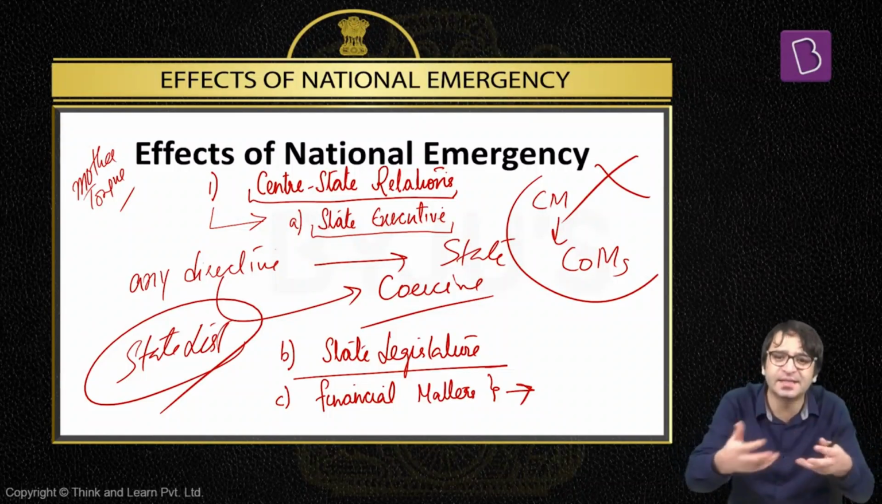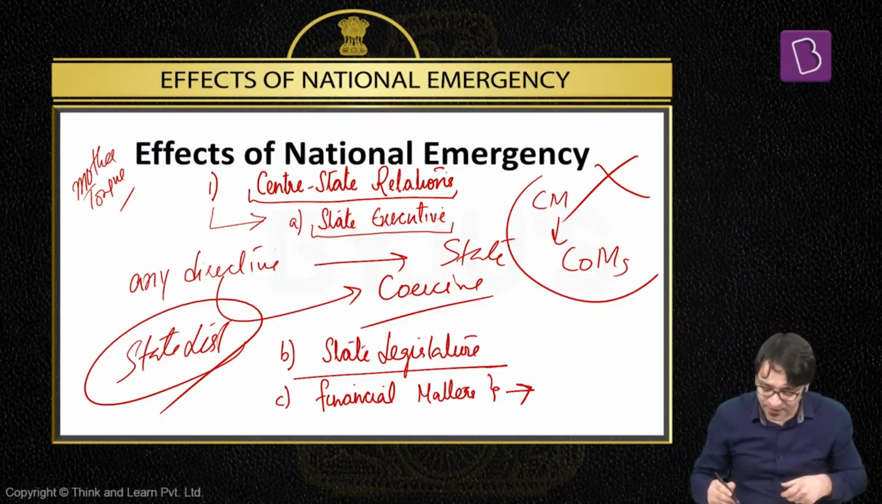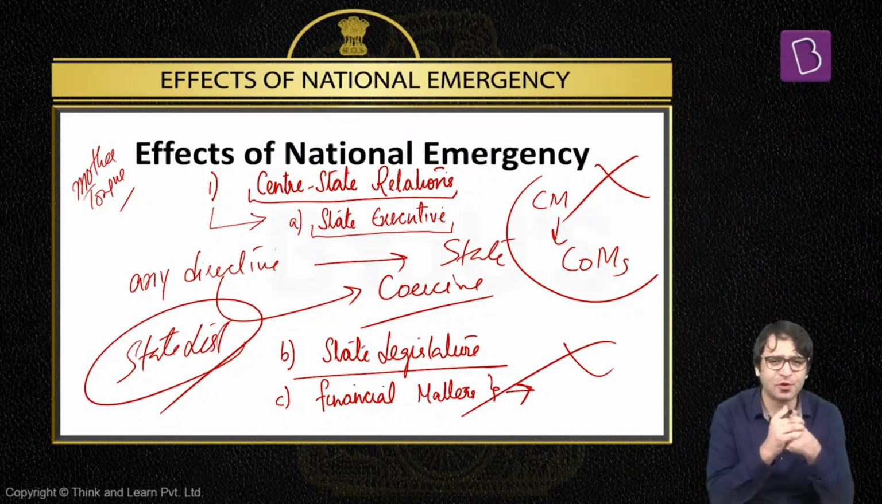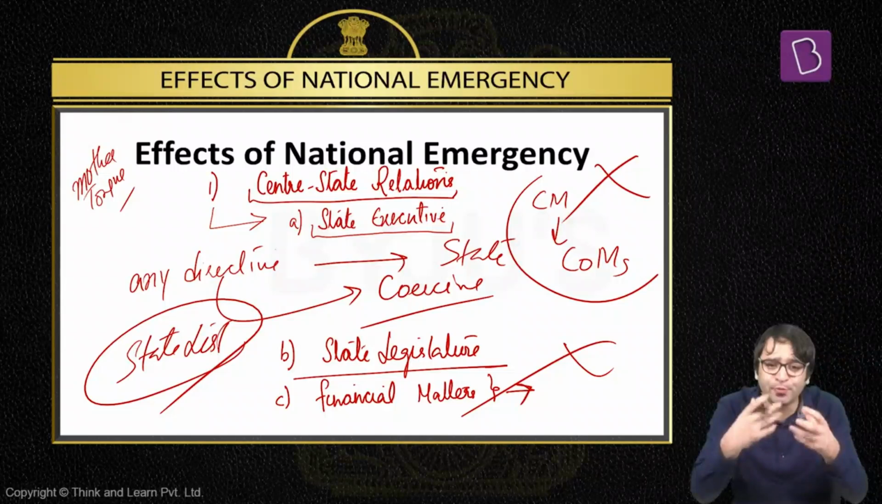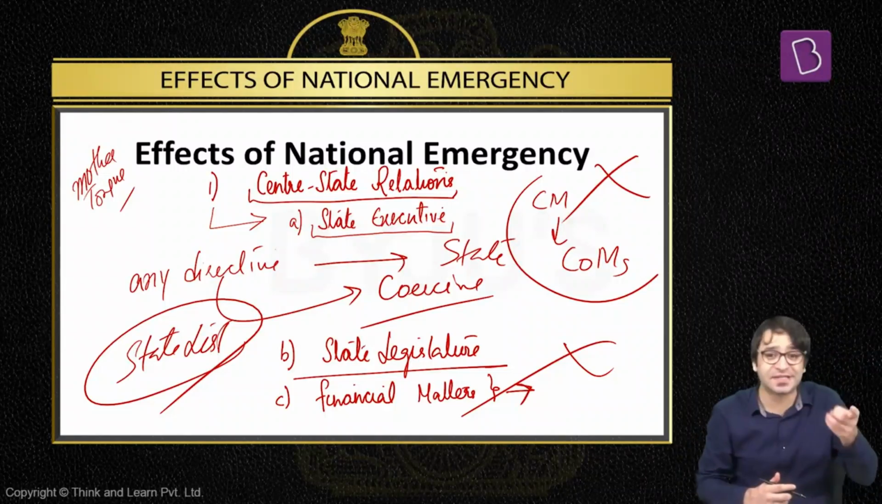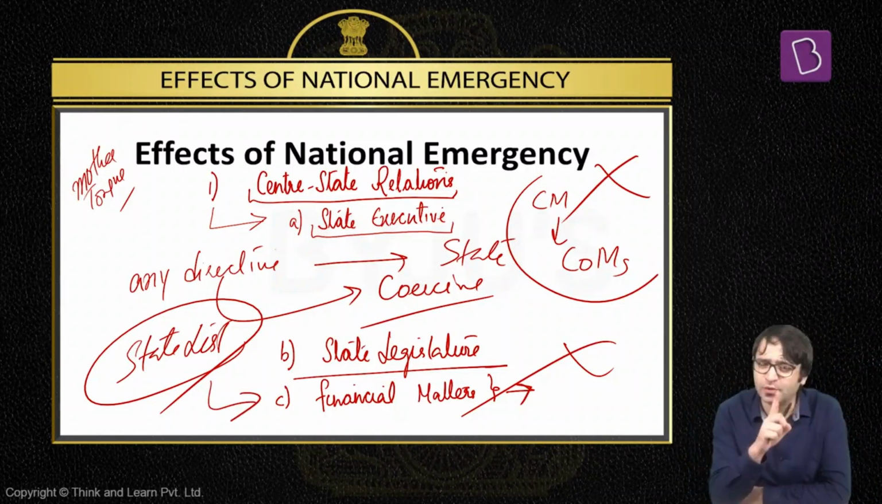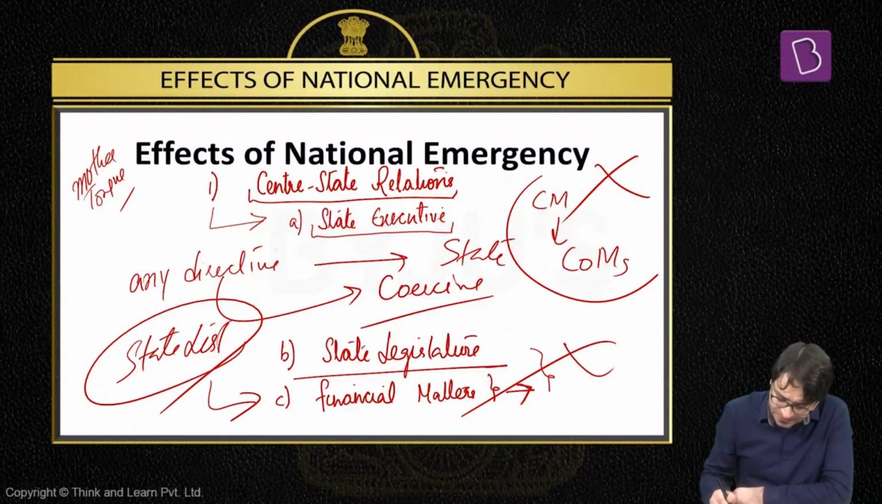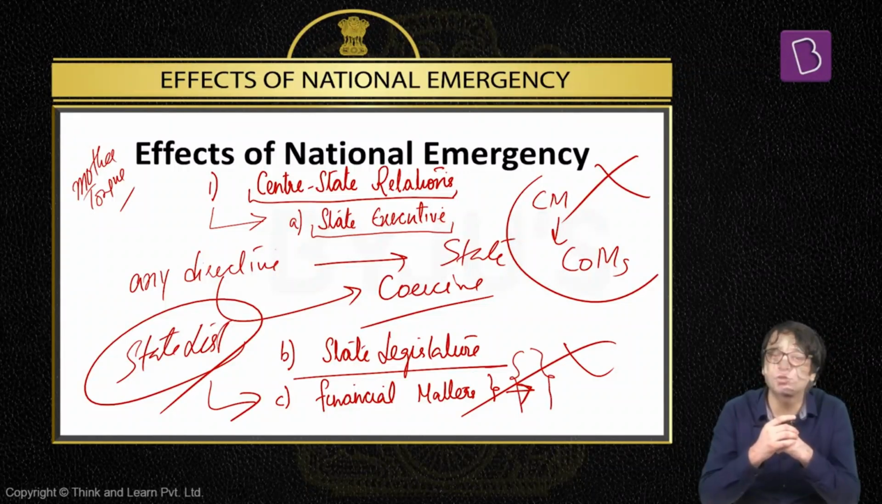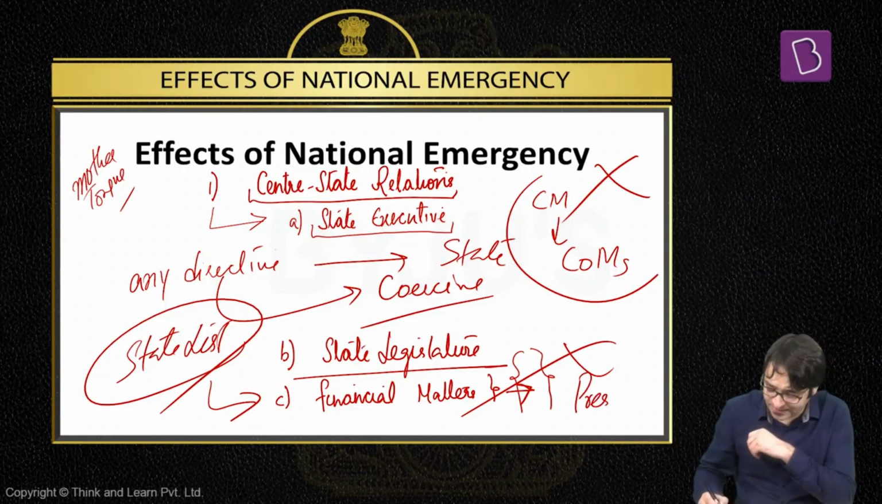During national emergency, this distribution of revenue can also be suspended. Look at what is happening because of national emergency. Even the distribution of revenue can be suspended during national emergency. That is another impact of national emergency on the financial matters now. But it is very important to understand here. Who can suspend this distribution of revenue between the center and the states during national emergency? This is something that is done by the president.